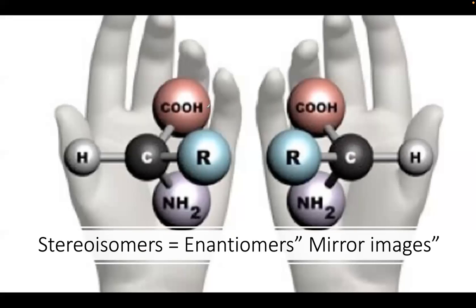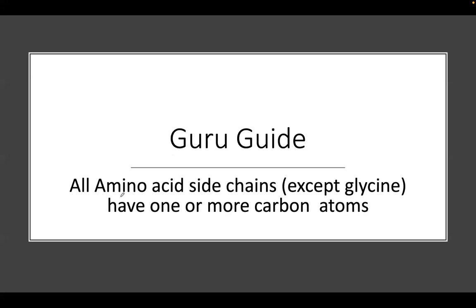Now, I want you to bring this term with you to your respective exams, the stereoisomers. This is what we call the enantiomers. So these are the mirror images, either stereoisomers or the enantiomers. This refers to the mirror images. Now, a guru guide: all amino acid side chains have one or more carbon atoms, except for glycine.